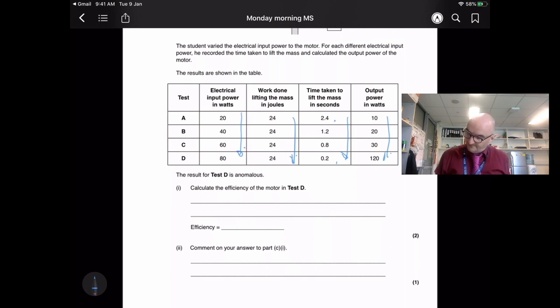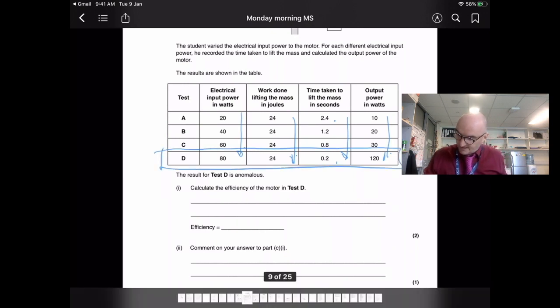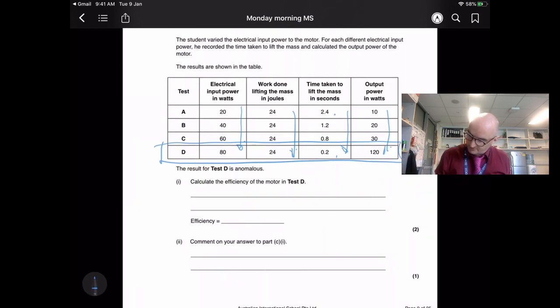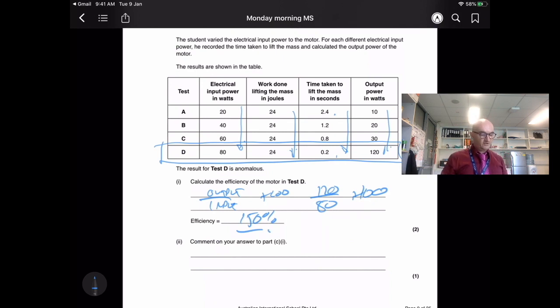Calculate the efficiency of the motor in test D. So efficiency is output over input, times 100, which is 120 over 80 times 100, which is 150%. When I first did this, I thought, that can't be right. How can you have 150% efficiency? You can't have more than 100% efficiency. That just doesn't work, does it? But we've used the formula correctly, so let's see where we're going with this. Comment on your answer. Aha, right.